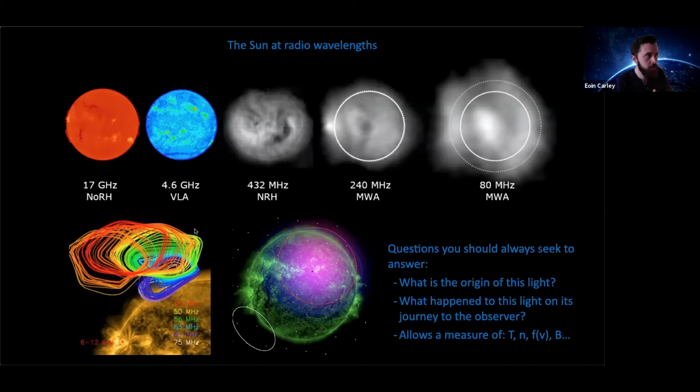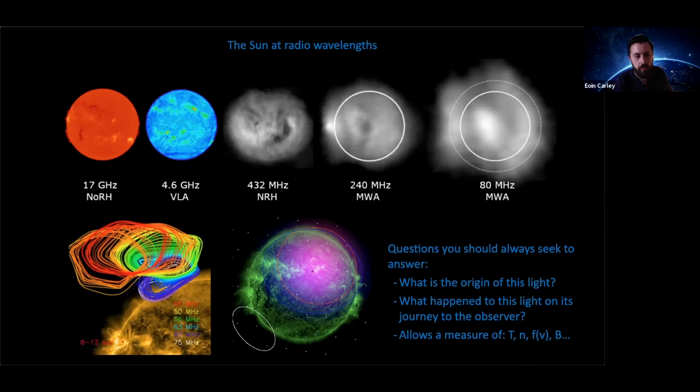And it's important to ask ourselves the questions. I guess generally all of astrophysics should ask this question: what is the origin of this light? And what happened to this light on its journey to the observer? And this is to do with the radio emission mechanisms themselves and how they propagate from the source to observer.